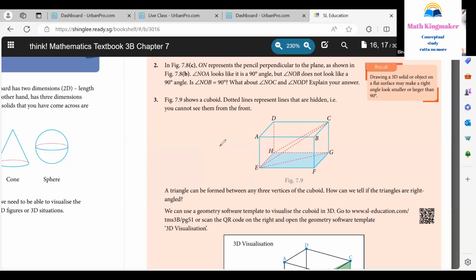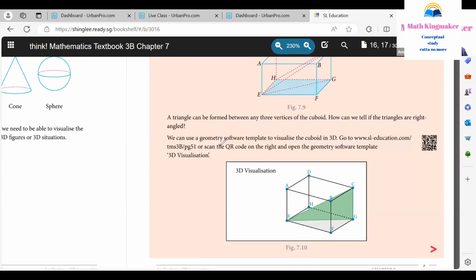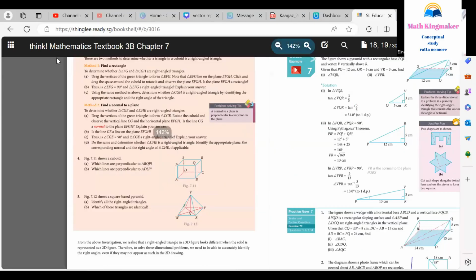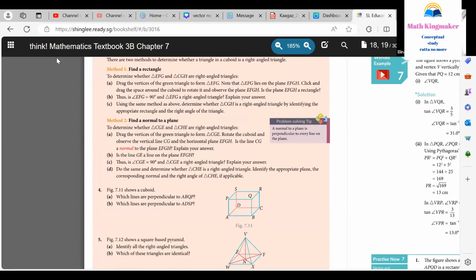So how can we tell if the triangles are right angled? If a triangle can be found between any 3 vertices of the cuboid, how can we tell if the triangles are right angled? We can use a geometry software template to visualize the cuboid in 3D. Now I'll give you 2 scenarios. There are 2 methods to determine whether a triangle in a cuboid is a right angle triangle.